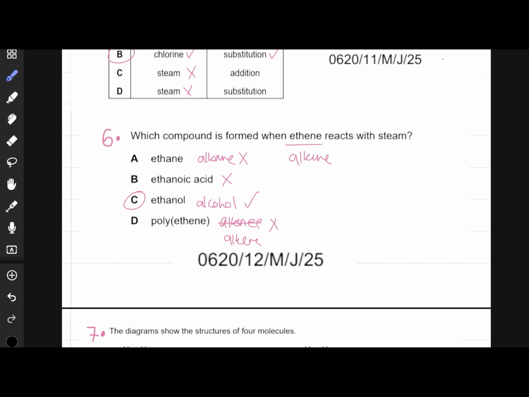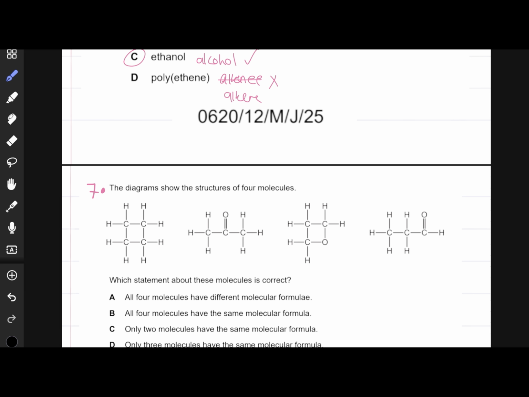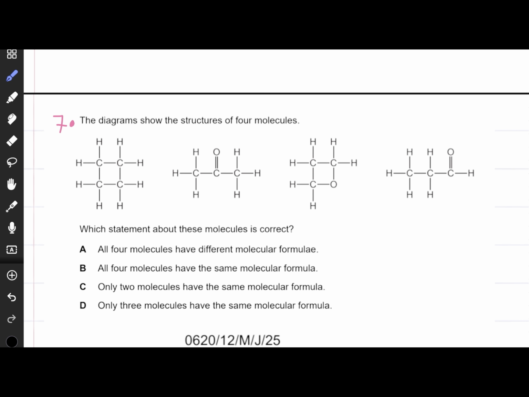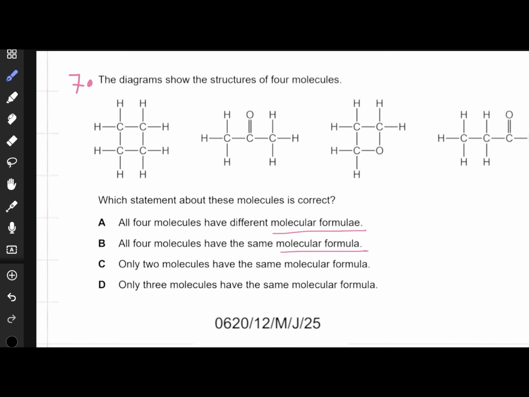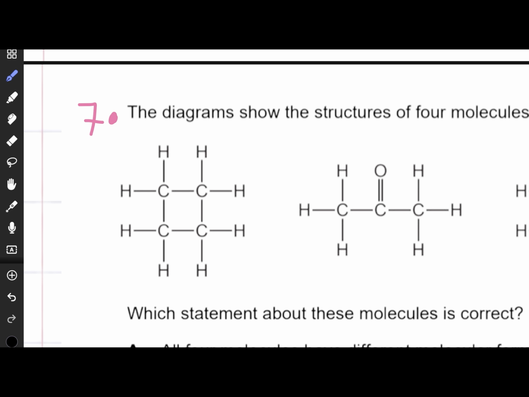Alright, so now let's move on to question number 7. The question says that the diagram shows the structures of 4 molecules, and which statement about these molecules is correct? Now, as you can see, in every option there is the name of a molecular formula present. So let me show you how to derive the molecular formula from the diagrams.